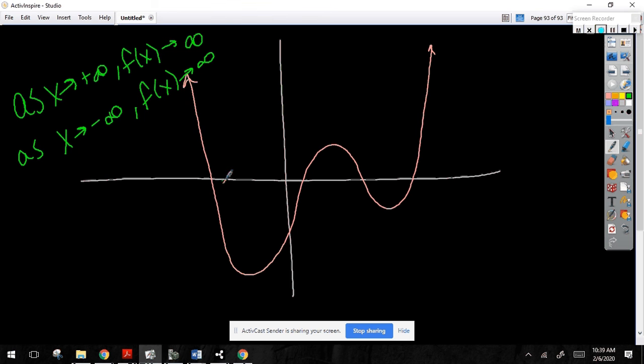How many zeros did you find? 4. 1, 2, 3, and 4.